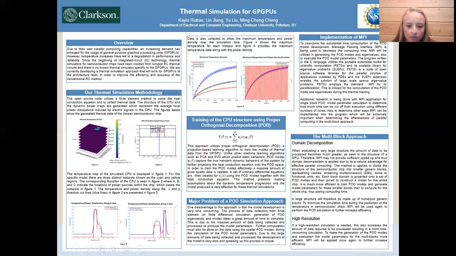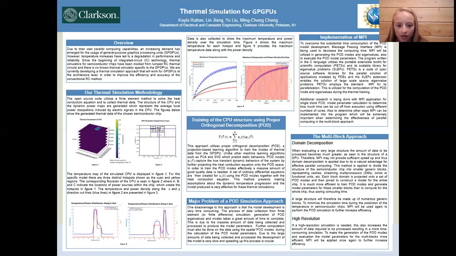This approach utilizes proper orthogonal decomposition, a projection-based learning algorithm to train the modes of the thermal data from the GPGPU. Unlike other machine learning algorithms, such as PCA and SVD, which predict static behaviors, POD modes capture the true transient dynamic behaviors of the system by further projecting the heat conduction equation onto the POD space. In order to train the POD modes effectively, a massive amount of good quality data is needed.